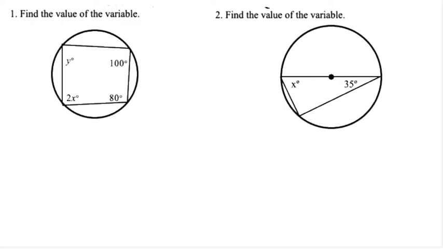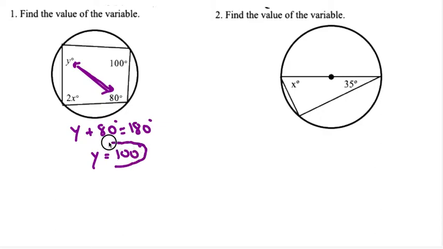Quiz. So, first problem, find the value of the variable. Looking at that, hopefully you see an inscribed quadrilateral, which means that the opposite angles, in that case y and 80, have to add to 180. So y plus 80 has got to equal 180 degrees. If we subtract 80 from both sides, it's pretty easy to see that y is equal to 100 degrees.